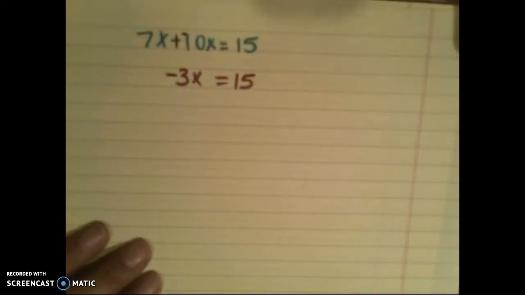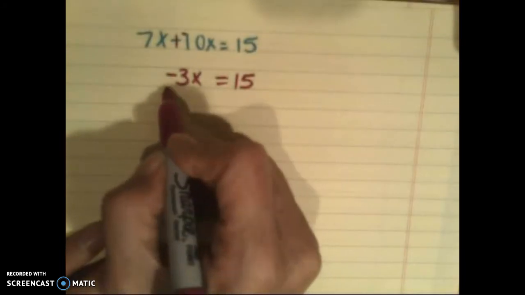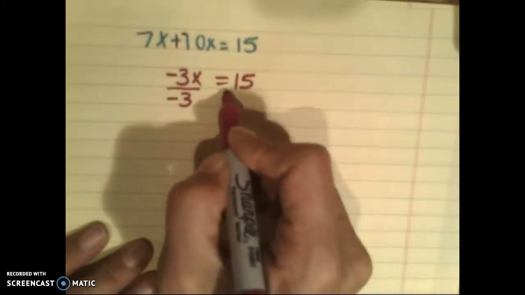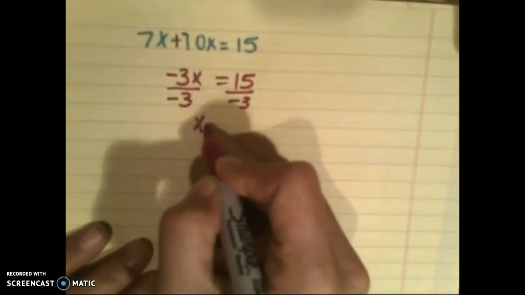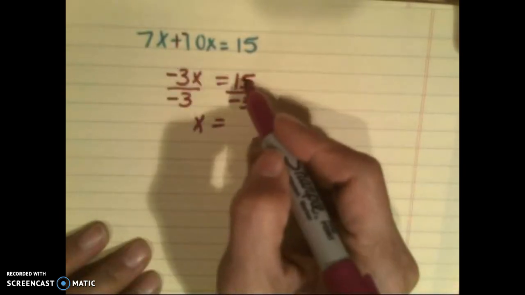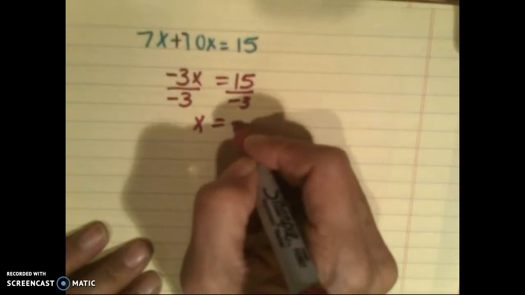So now I've combined my like terms. This is multiplication. I'm going to the inverse of multiplying, and that's dividing. So x equals 15 divided by negative 3, and that's a negative 5.